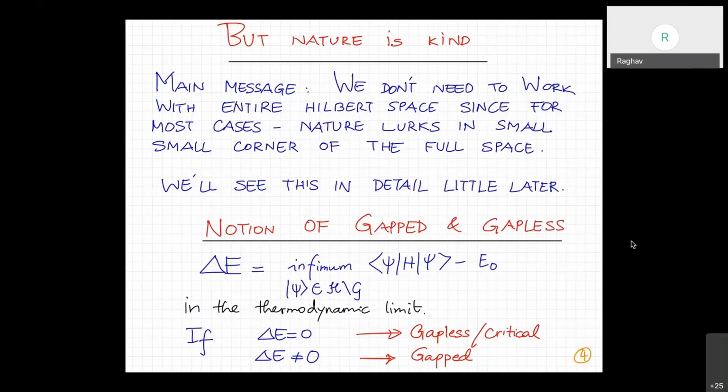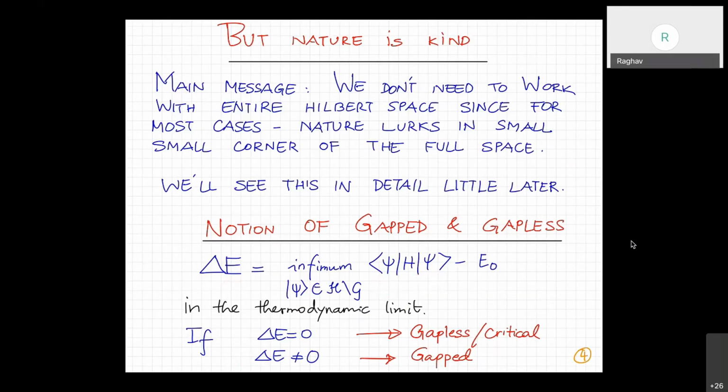Before going to those details, I want to talk about the notion of gapped and gapless systems. When I say gapped system, I mean that delta E is not equal to 0, as you can see here. But what is delta E? Delta E is defined as the minimum of this part minus the ground state energy. What is this part? This part is the energy of a state. You compute the expectation value of the Hamiltonian operator for psi, where psi belongs to a Hilbert space which does not comprise the ground state. So you take all the states which are not part of the ground state and compute this, and then you subtract the ground state energy.